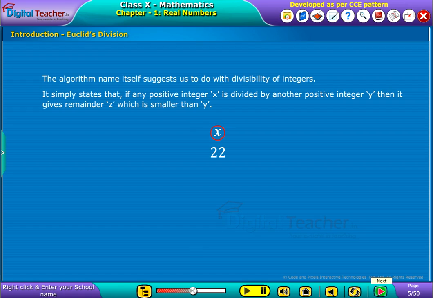Suppose x is equal to 22 and y is equal to 5, then the remainder z is equal to 2, which is smaller than y. The result obtained by the division process is quite easy to understand, but it has many applications relating to divisibility properties of integers. Let us learn a few of them, which are mainly used to calculate the HCF of two positive integers.